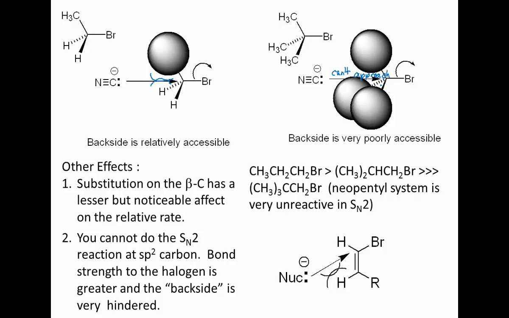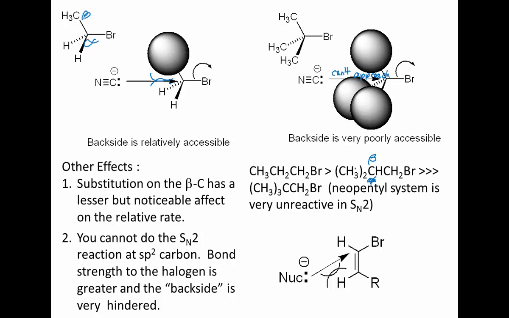Okay, let's look at some other effects. Substitution on the beta carbon, if we call this the alpha carbon, we're going to call this one the beta carbon. Okay, it's going to have a lesser but a noticeable effect. So what we see here is that the N-propyl isn't quite as reactive as the isobutyl, which has an extra methyl group at the beta carbon.